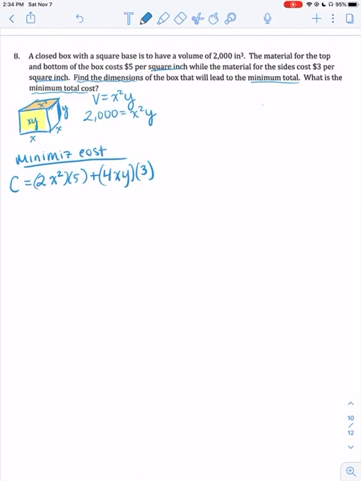So let's make it look a little nicer. We can rewrite this as 10x squared plus 12xy. And then what do we need to do? Oh yeah, then we only want one variable. So I see that there's an x squared and an x, so I'm going to isolate the y up here. And that gives me y is 2,000 over x squared. We're going to substitute that in.